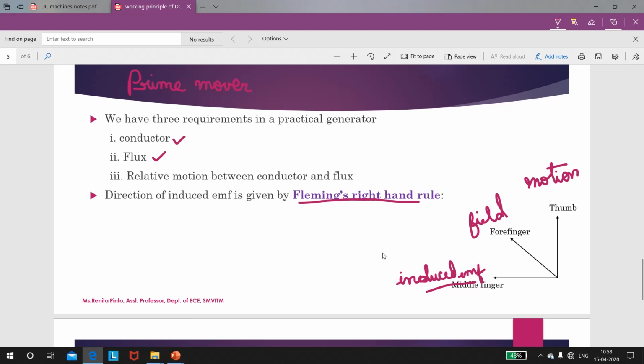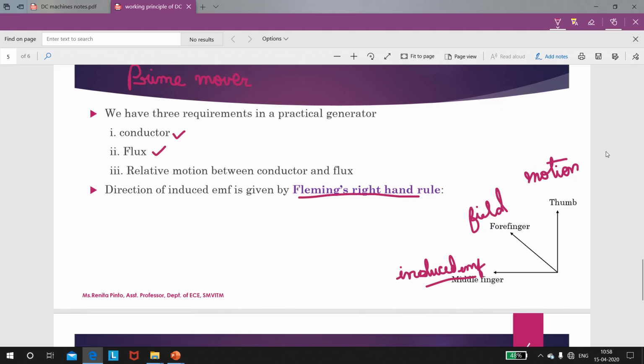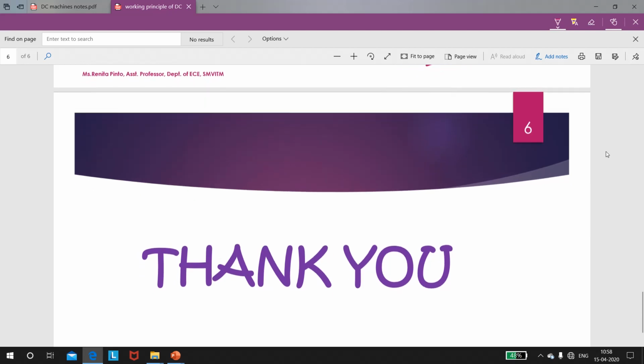So what does Fleming's right hand rule state? Fleming's right hand rule states that if the three fingers of the right hand, that is the thumb, forefinger and the middle finger, are held perpendicular to each other, then the middle finger will give the direction of the induced EMF, the forefinger will give the direction of the magnetic field, and the thumb will give the direction of the motion of the conductor. So this is how you obtain the direction of the induced EMF. So this is about the working principle of the DC generator. Thank you.